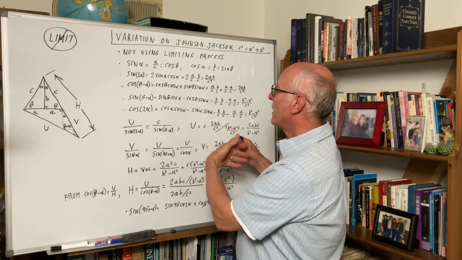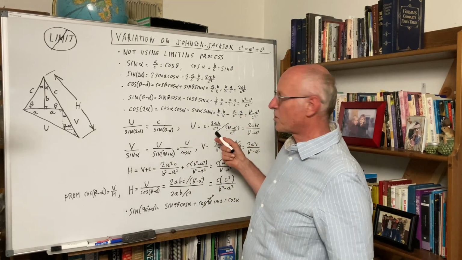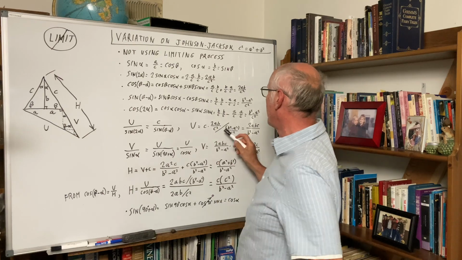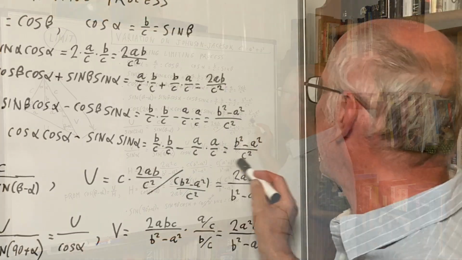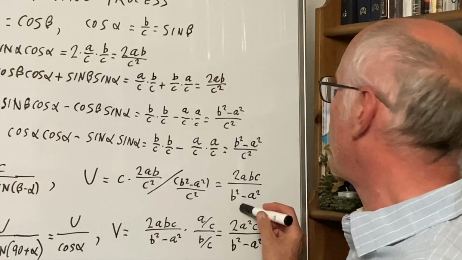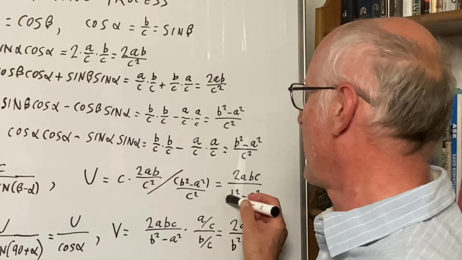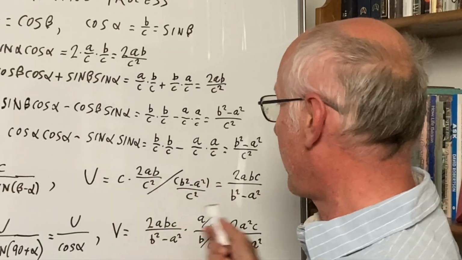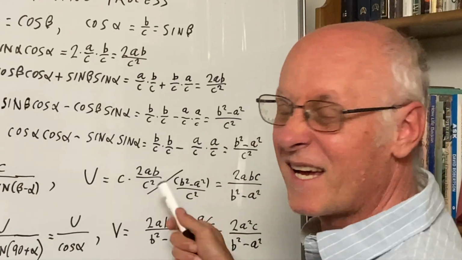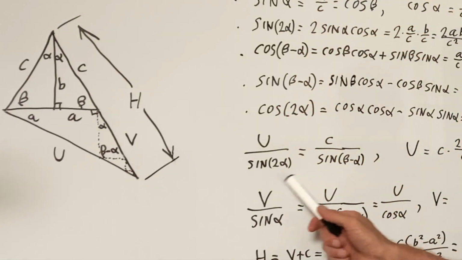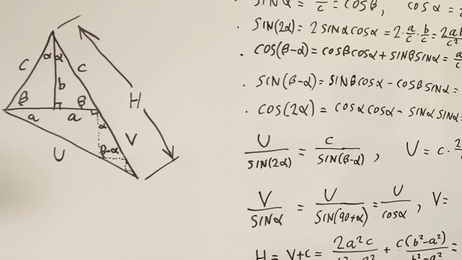Rearranging and using the ratio versions from up here and simplifying, we get u equals 2abc over b squared minus a squared. If need be, pause the video and crank through the math and verify. Okay, that's one, using the law of sines.